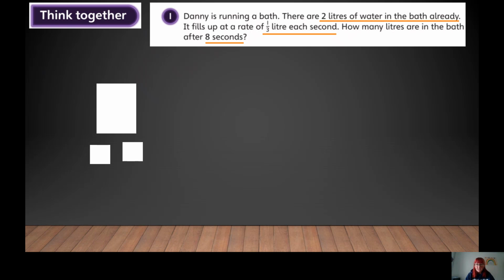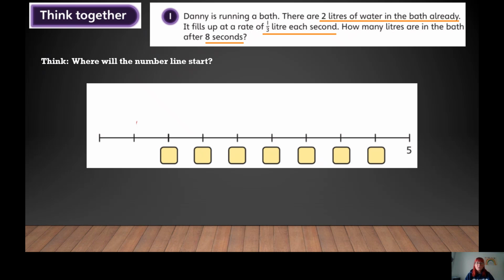Well, because we're talking about number lines, let's think about where the number line will start. Well, there's our number line. I've got sections here. We'll have a look shortly at what those intervals are. We're going to start our number line at 2 litres because that's the amount of water that's already in the bath. What will each interval, each equal section of the number line, represent?